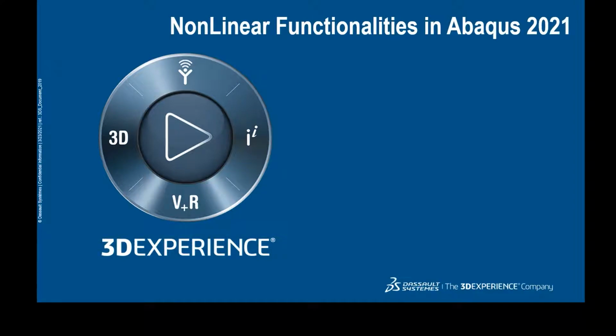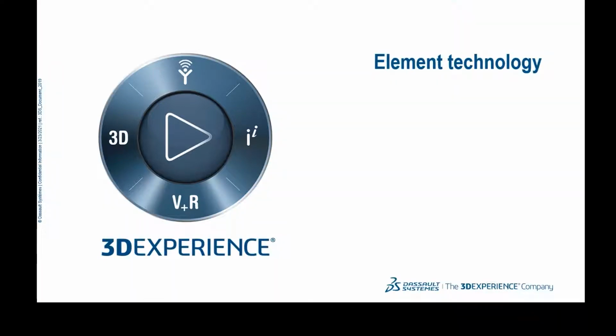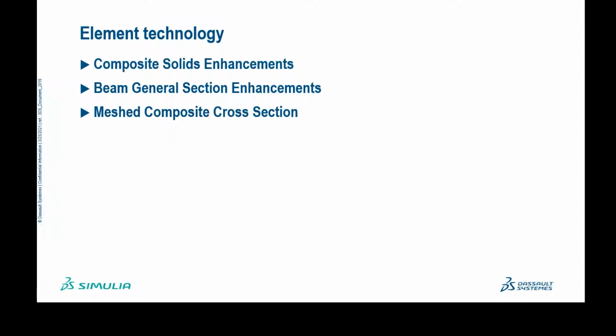The next section, we're going to be talking about the nonlinear functionalities in Abaqus 2021. We're going to start by introducing what's new in element technology. We could remark that there's a huge effort to improve the functionalities related to composites technology. So here I'm going to be talking about the composite solid enhancements, then followed by beam general section enhancements, and then the mesh composite cross section.